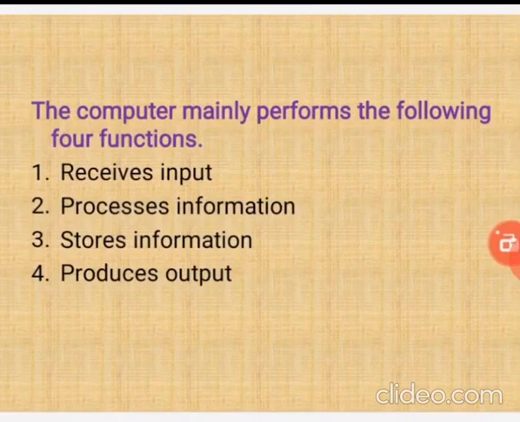The computer mainly performs the following four functions. First, the computer receives, that is called input. Second one is processing. Anything we give to the computer, it processes nicely and gives the result. Third one is storing information. Whatever we do, we save in the computer, that is called storing information. And the fourth one is giving you the result, that is called output.